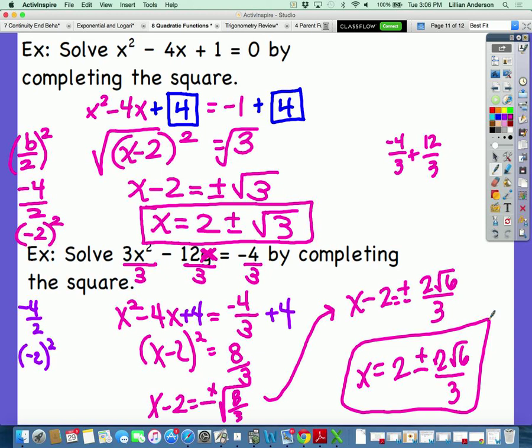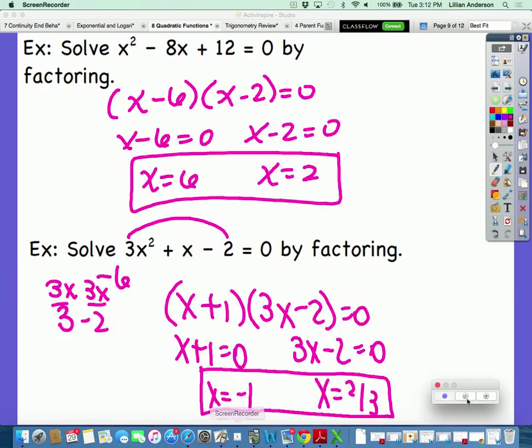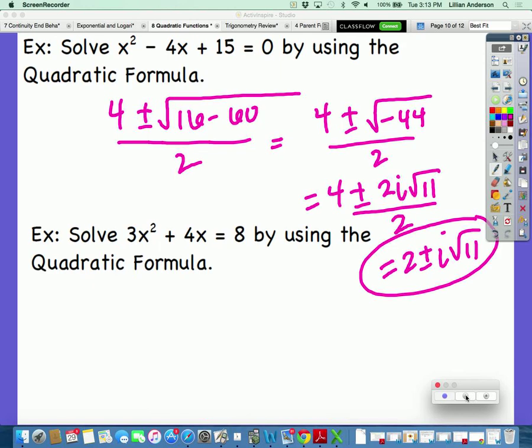Cool? Alright, I want you guys to do those 4 problems with factoring and the quadratic formula. I'll give you guys about 5 minutes and then we'll check to see if we got the right answers. Alright, did you guys get this for the first 2? 6 and 2 and then negative 1 and 2/3? Yes, and not every one can be factored, okay? So factoring can only be used some of the time, but completing the square and quadratic formula can be used all the time. Did you guys get this? Make sure you simplify.